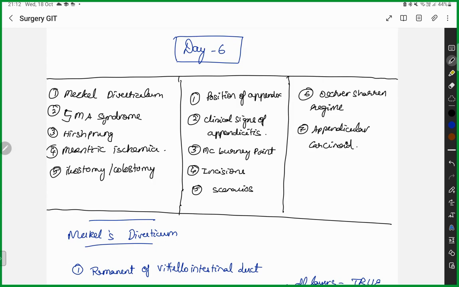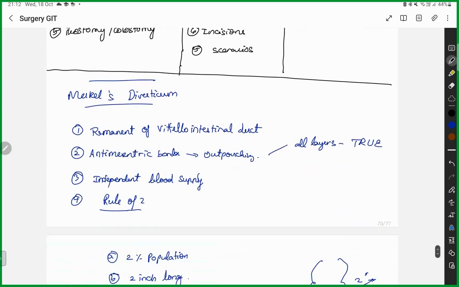That is going to be on Meckel's diverticulum. Meckel's diverticulum is nothing but a remnant of the vitello-intestinal duct. So this is going to be along the anti-mesenteric border. It is due to the outpouching of all the layers. That's why we call it a true diverticulum. It has an independent blood supply, and you are going to follow a rule of 2. What is this rule of 2?